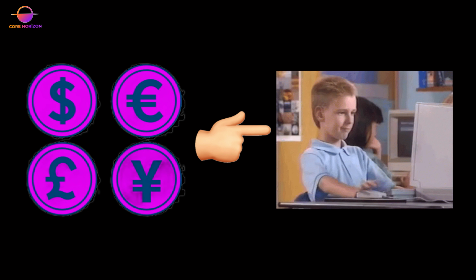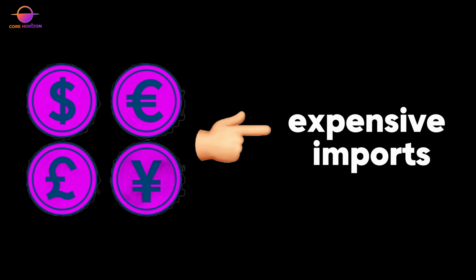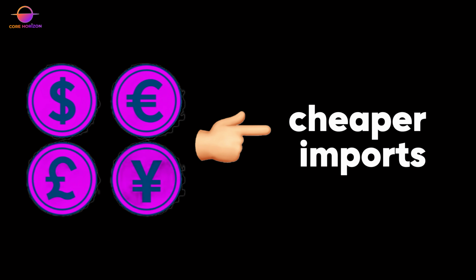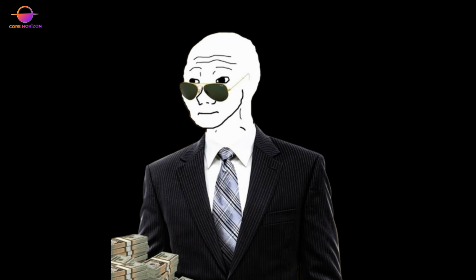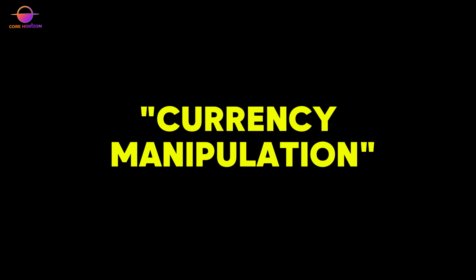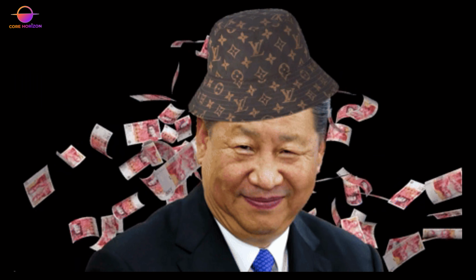If your currency depreciates, your exports get cheaper. Good for trade, but imports get more expensive. Bad for buying stuff. If your currency appreciates, you can buy more foreign stuff, but your exports get more expensive. Bad for local producers. So countries try to manage their currencies, sometimes subtly, sometimes blatantly. That's called currency manipulation. China has been accused of it, so have others. The US mostly just complains about it.